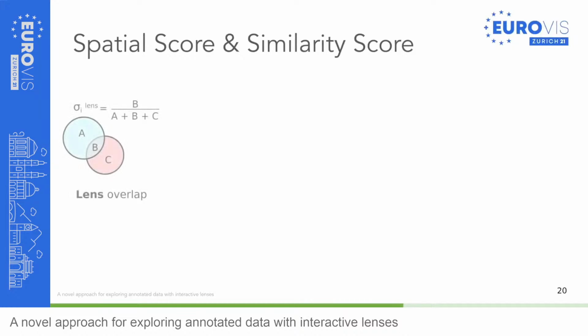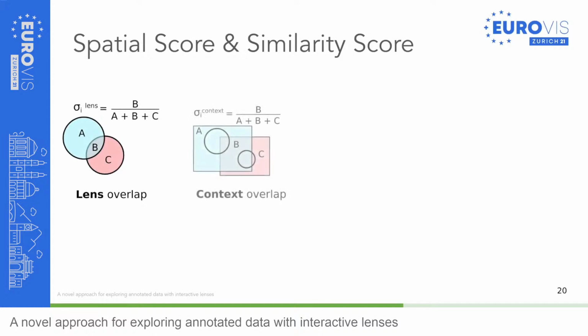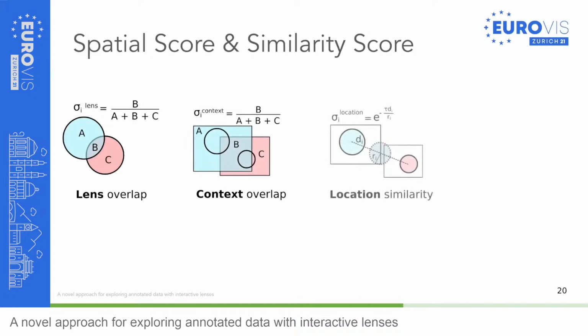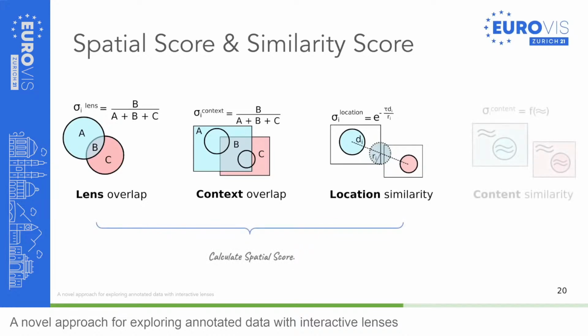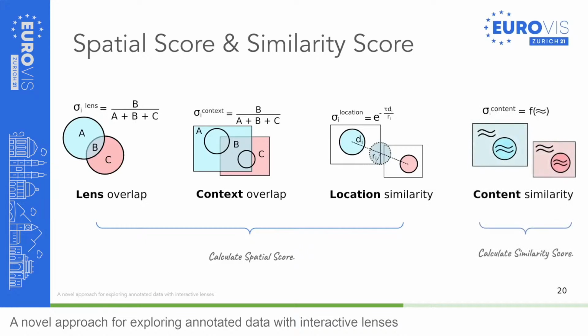The spatial score is proportional to the proximity of a stored lens in the database with respect to the currently active lens. It is computed by summing lens overlap, that is non-zero when the lenses share the same area, along with context overlap, that is non-zero when the two context regions partially intersect each other, plus the location similarity, that is non-zero also when the two lenses are far from each other. For computing overlaps, we used Jaccard distances, that is intersection over union, while for location similarity, we used an exponentially decreasing function of travel distance.